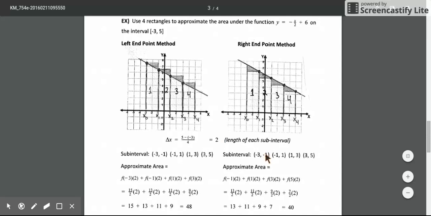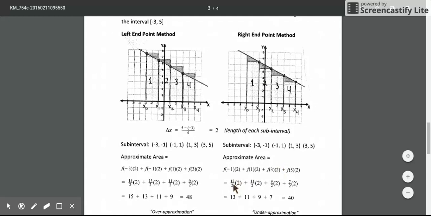So if I plug in -1 into my function and evaluate it, and then multiply by 2, that's the area of this rectangle. If I plug in 1, the right endpoint on my second interval, into my function, evaluate it, and multiply by 2, I get the area of the second rectangle, and so on and so forth. So we do all 4. So we end up getting 13 halves times 2, plus 11 halves times 2, plus 9 halves times 2, plus 7 halves times 2. And again, multiplying and dividing by 2 cancels, and we're just left with the sum 13 plus 11 plus 9 plus 7. And that gives us 40.